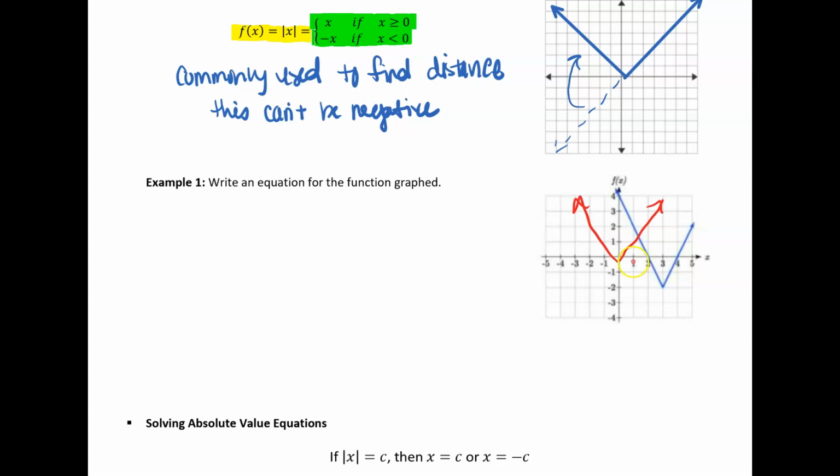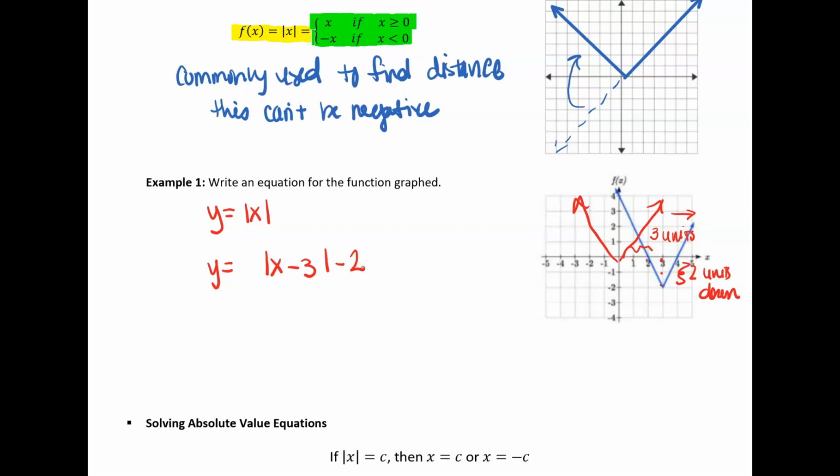You can see that it has been moved 1, 2, 3 units to the right, and then it was moved 1, 2 units down. And so if you take y equal to absolute value of x and you do those transformations, that would be y equal to absolute value of x, and we would have to move it 3 to the right, so that would be minus 3, the opposite of what you think, down 2, so minus 2 outside of those function values.